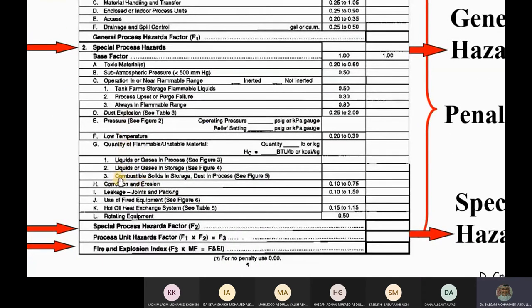And of course, if you have, for example, corrosion or erosion, some leakages, do you have fire equipment or not, and so on. And then you're going to add some special factors in which you feel that you must add if it is very dangerous, and then you're going to multiply whatever you found for F1 and F2 to get an F3. And then if you have an explosive material, the material factor you're using, you're also going to put that here. For no penalty, you're going to add 0.